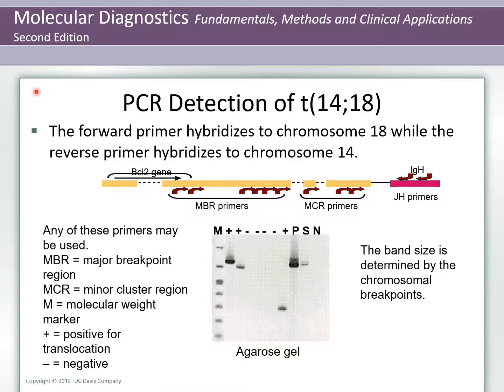In this figure, PCR is used to detect the translocation of 14 and 18. The forward primer hybridizes to chromosome 18, while the reverse primer hybridizes to chromosome 14. Because the forward primers are only on chromosome 18 and the reverse are on 14, a PCR product will be generated only from the translocation 14-18 chromosome.